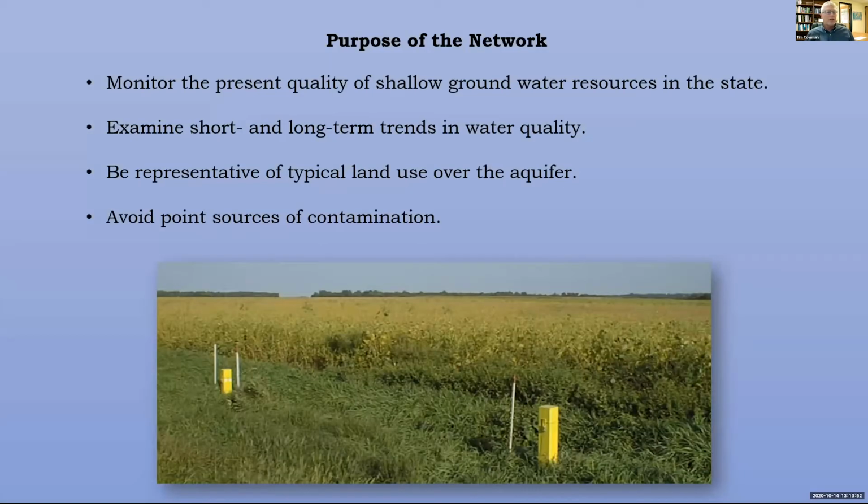The purpose of this network is to monitor the present quality of shallow groundwater resources in the state, also to examine short and long-term trends in the water quality of those aquifers. The sites were selected to be representative of typical land use over the aquifer, and also to avoid point sources of contamination.